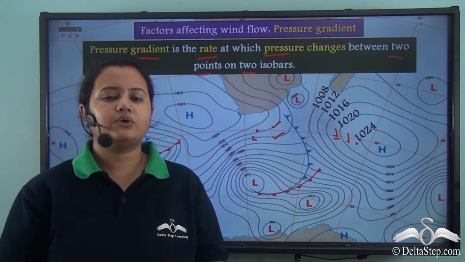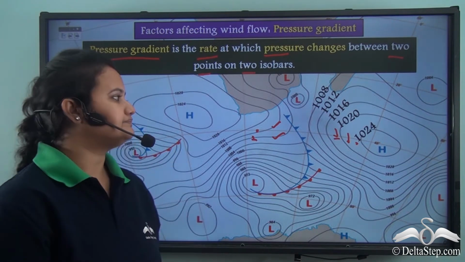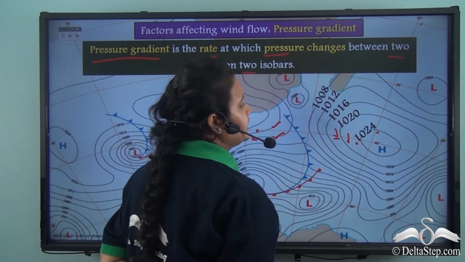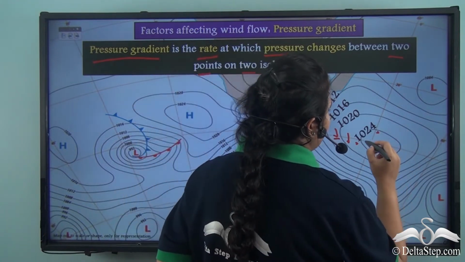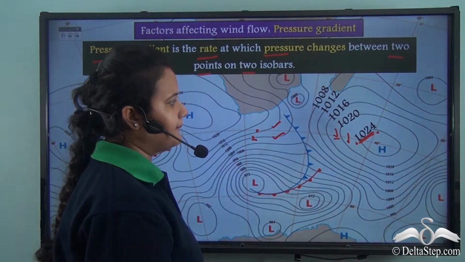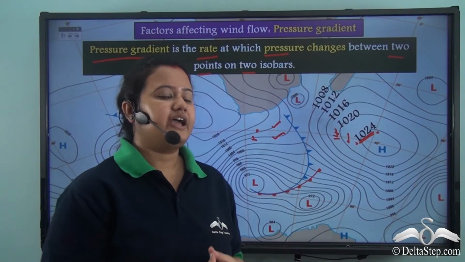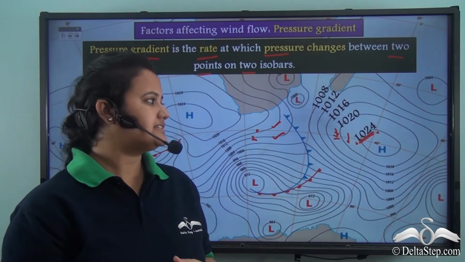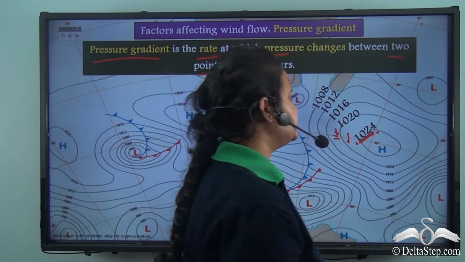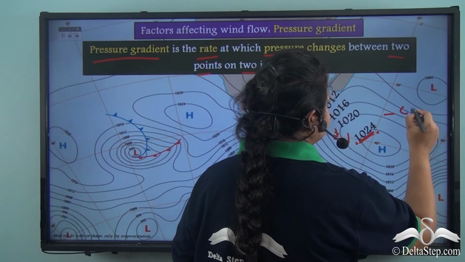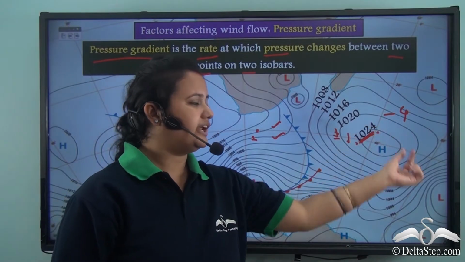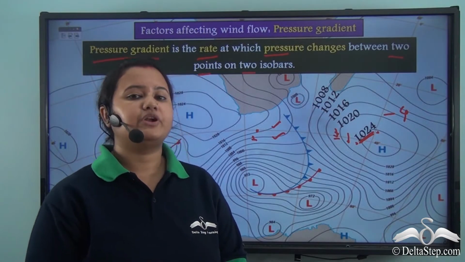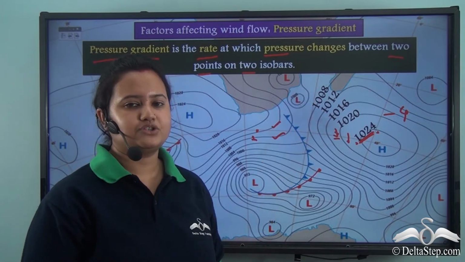We will now calculate pressure gradient. See, in this isobar, the air pressure is 1024 MB. As we discussed, here the air pressure is 1020 MB. So, here we can see that air pressure decreases by 4 MB. So, the pressure gradient here is 4 MB. Now, you can calculate the pressure gradient for the rest of the isobars.